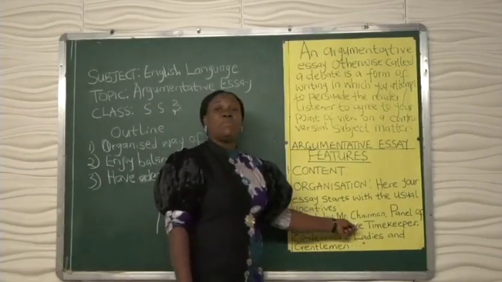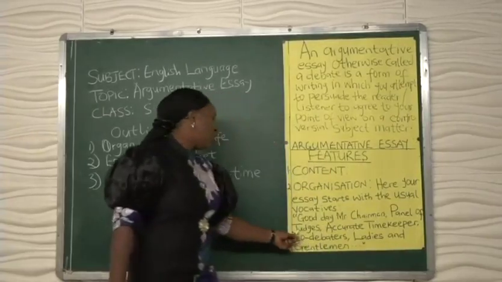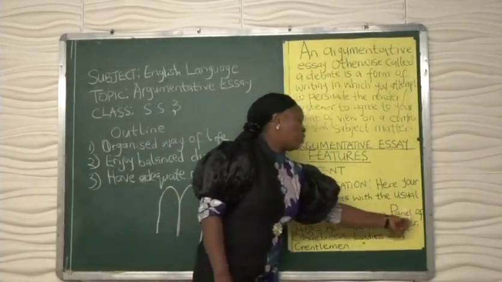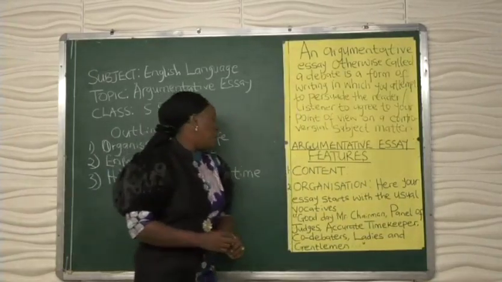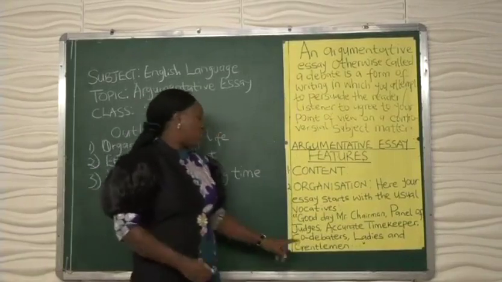Chairman, the C of chairman is written in capital letter. P of panel of judges is written in capital letter, and J is also written in capital letter. Of is just a preposition, so it is not regarded. The A of accurate timekeeper is also written in capital letter, just as the T.